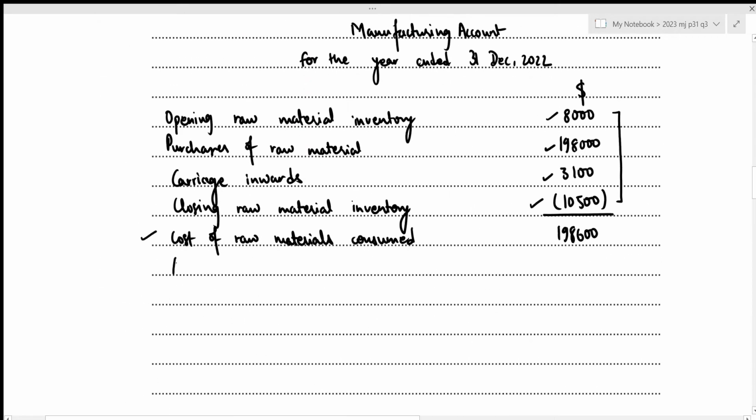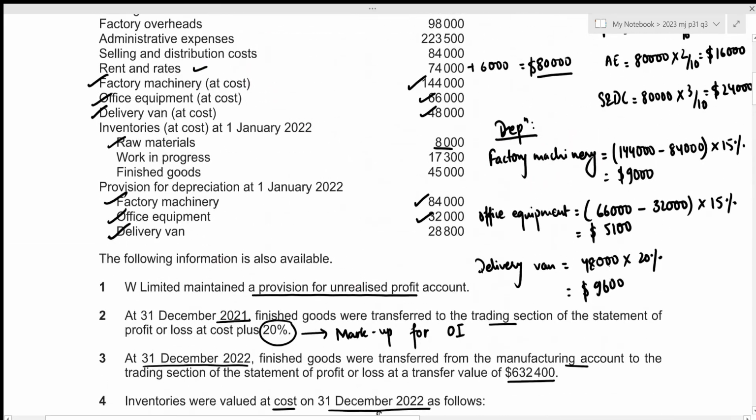Let's do that. We have our direct labor, which is given to be 164,000. Now we can add these two in order to figure out our prime cost. That is just going to be 198,600 plus 164,000, which is 362,600. All right. Now the next step would be to add all of our factory overheads. Let's have a look above.